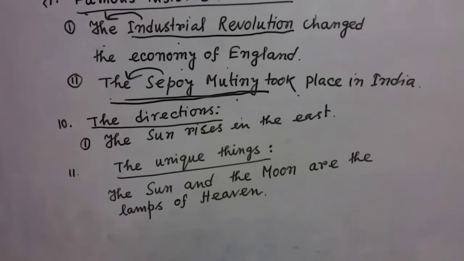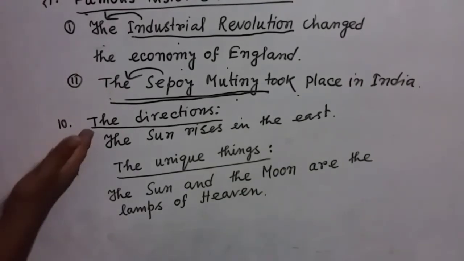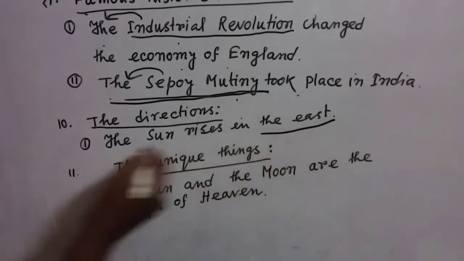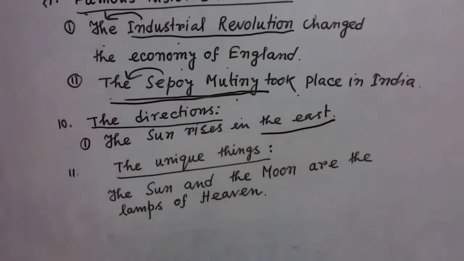Now my dear friends, this is the easiest one. Before the names of the directions, my dear friends, normally we have 4 directions: east, west, north, south. These directions also can be divided, but normally there are 4 directions. So before the names of the directions we have to use the term the. Here we have written the east. The sun rises in the east.